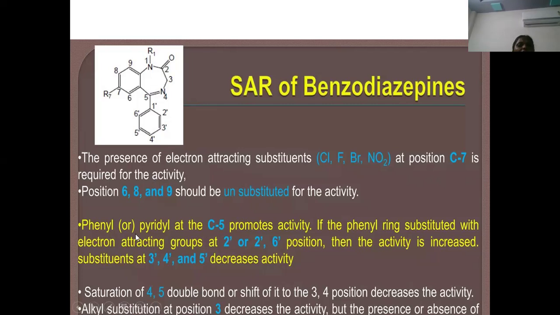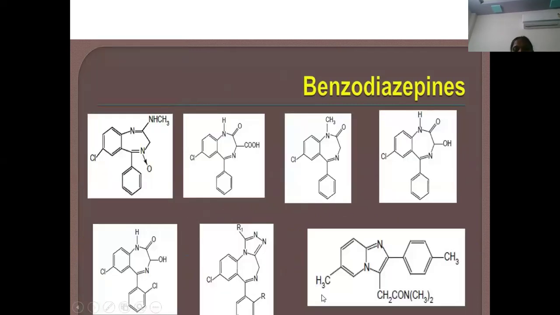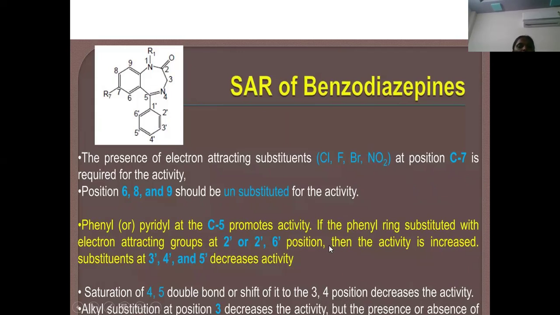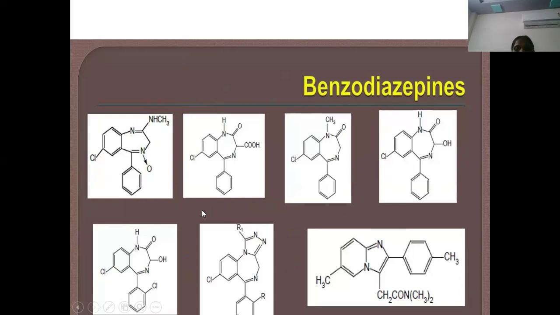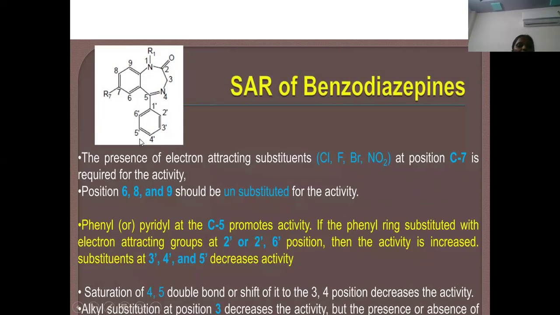Next, coming to the phenyl or pyridyl. Pyridyl means, as you already know, a benzene ring with an N heteroatom. A phenyl or pyridyl at the C5 position promotes the activity. If the phenyl ring is substituted with electron attracting groups at the 2', 2' or 6' positions, then the activity is increased. Substituents at 3', 4' and 5' decrease the activity.